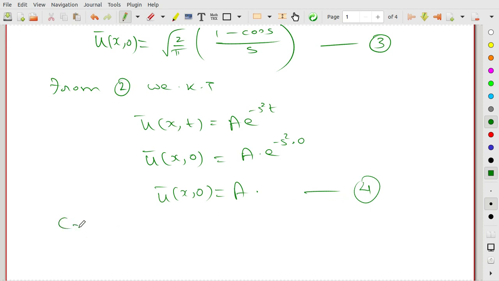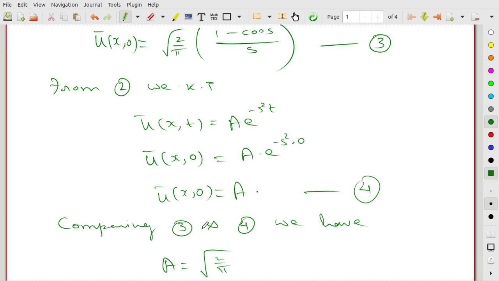Okay, therefore comparing equation 3 and 4 we have a equals to root of 2 by pi, because here also we have u bar of x comma 0 and here also we have u bar of x comma 0. So if we compare, then we can equate a equal to root of 2 by pi 1 minus cos s divided by s. Okay, so let this be equation 5.